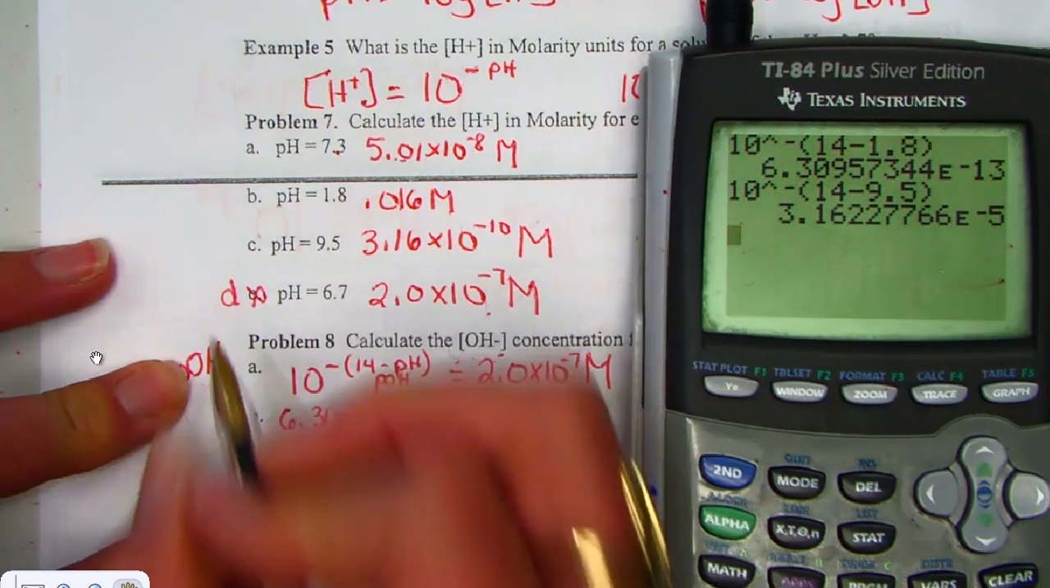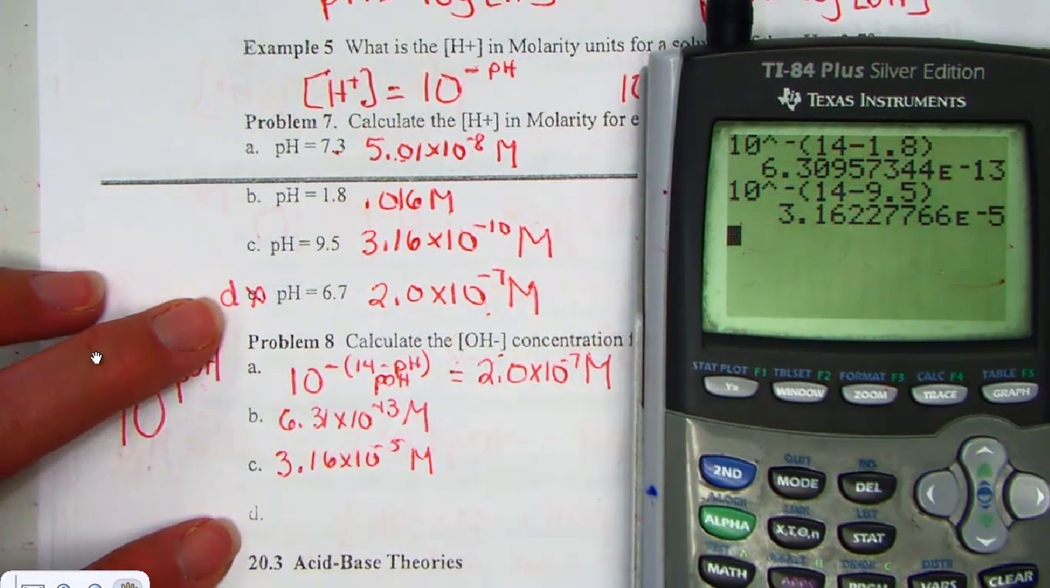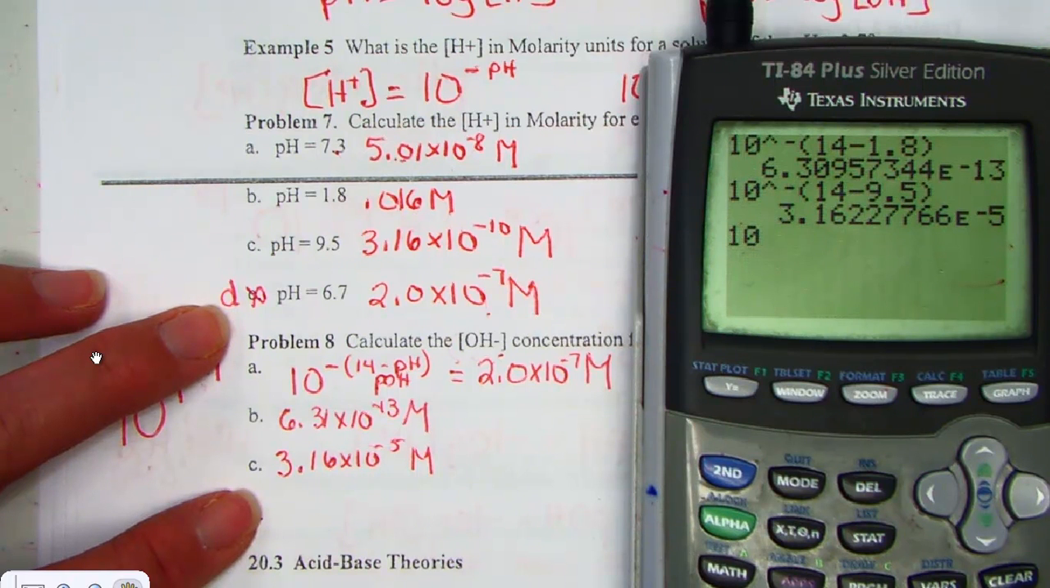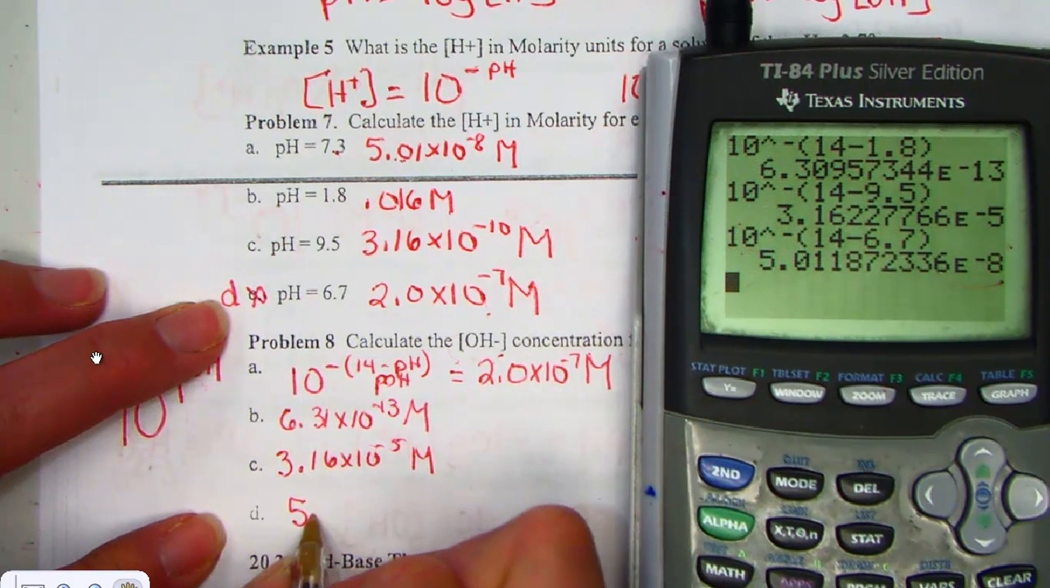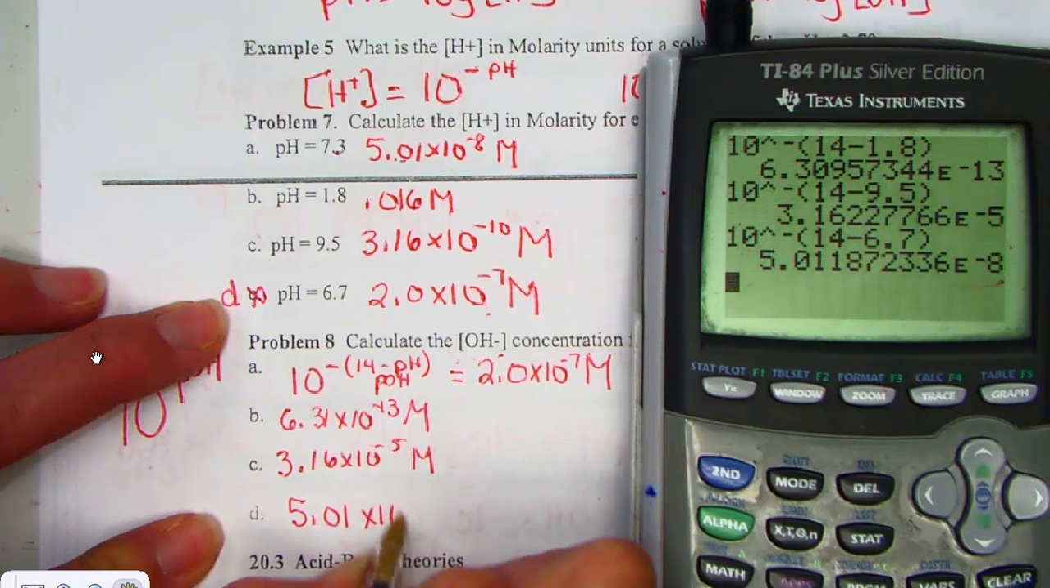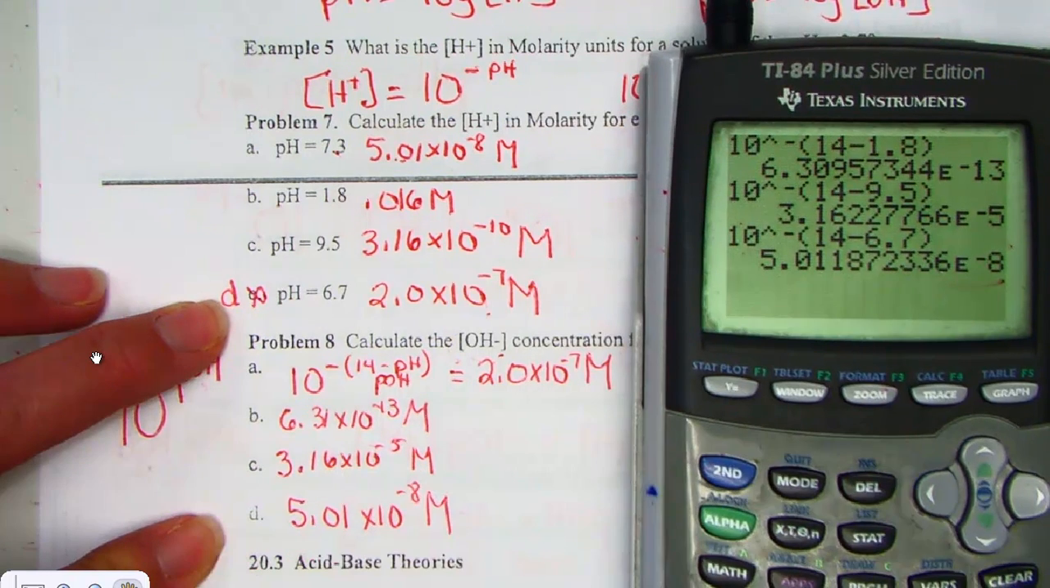Letter D. 10 raised to the negative, and then in a parenthesis, let's flip the pH into pOH by doing the 14 minus trick. 14 minus 6.7. And our hydroxide is 5.01 times 10 to the negative 8th molar units.